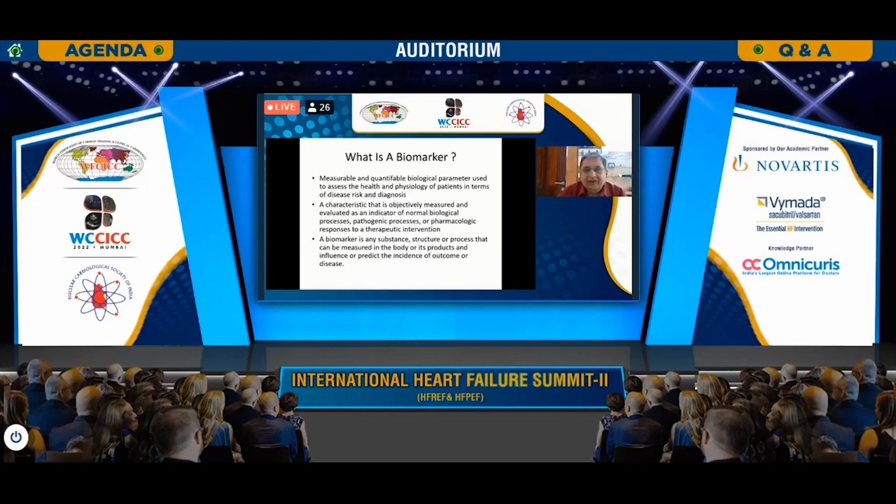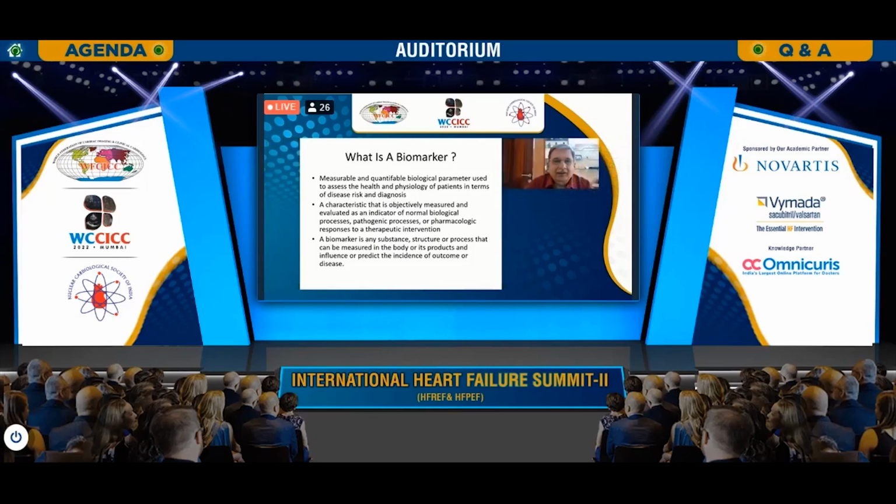So in heart failure, like any other disease, biomarkers are used for various things. And what is a biomarker? It is a measurable and quantifiable biological parameter which can be used to assess health and physiology of patients in terms of disease risk and diagnosis. Alternatively, a biomarker may be any substance, structure or process that can be measured in the body or its products and influence or predict the incidence or outcome of disease. Biomarkers can also be used to judge the responses to treatment, like pharmacologic responses or device interventions, when we are managing a disease. So a biomarker is any biological substance which can be used to assess the presence of disease, the severity of disease, and how to modify the outcome of the disease.